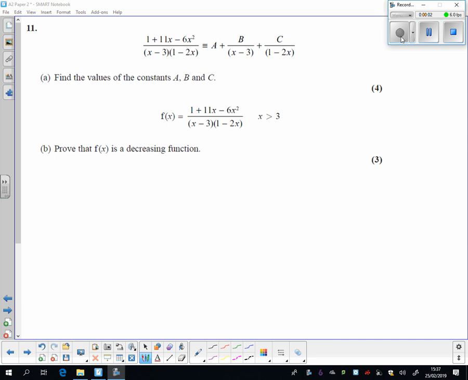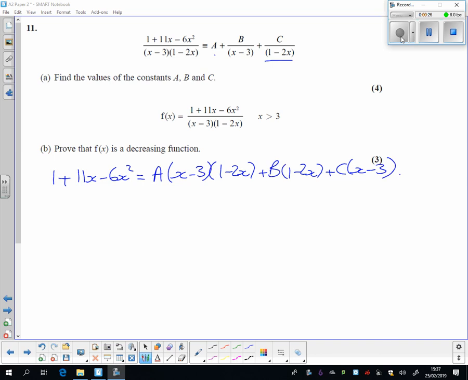Question 11. Quite late in the paper for our partial fractions question, but here we go. We need 1 plus 11x minus 6x squared to be equal to, well, the a needs both of those bits next to it. The b just needs the other one, the 1 minus 2x, and the c needs the x minus 3 there. So what should we do?